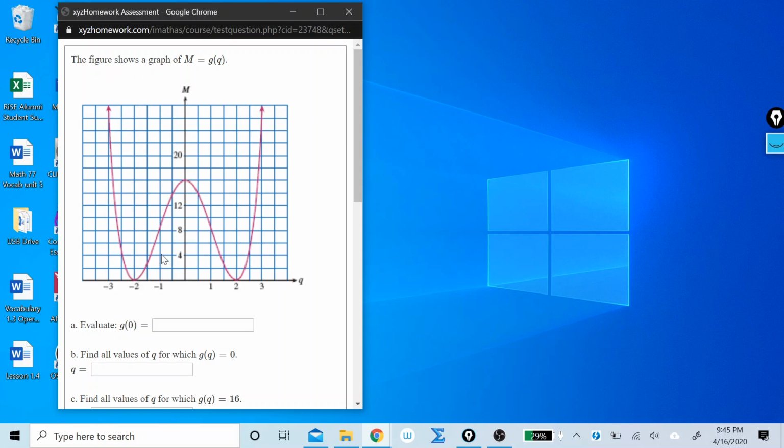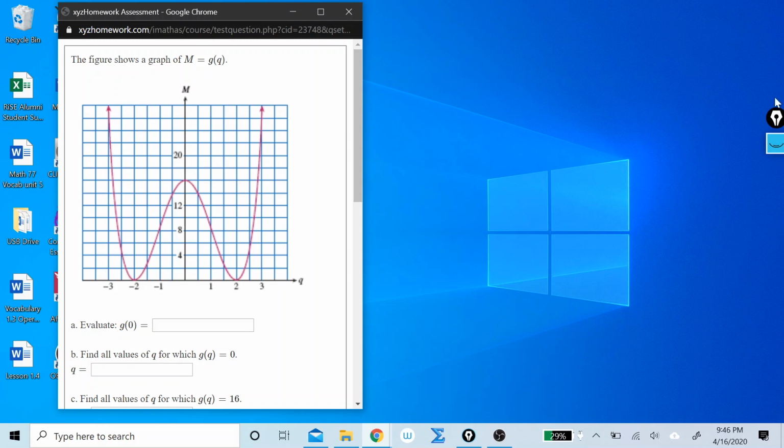Here's our graph. The red curve is our function, and it's on a blue grid. It shows the graph of m is the function g of q. So m is my output, q is my input, and they're calling the function g of q. The result of the function g of q is m.